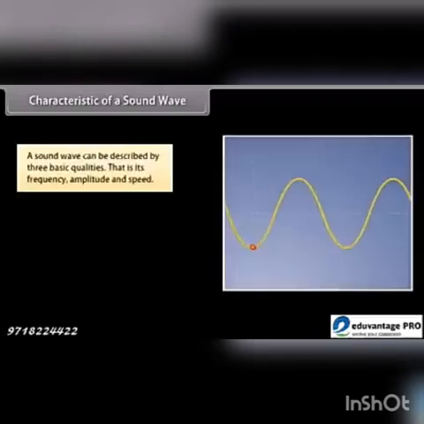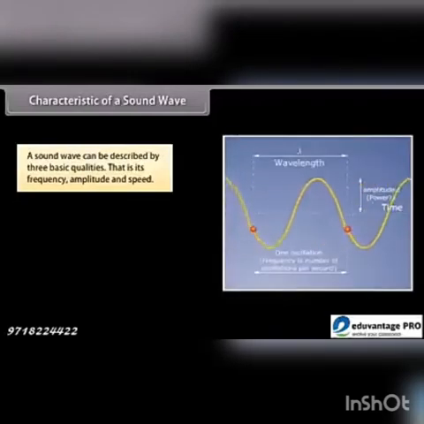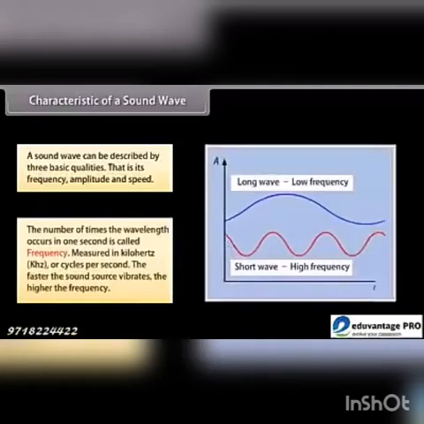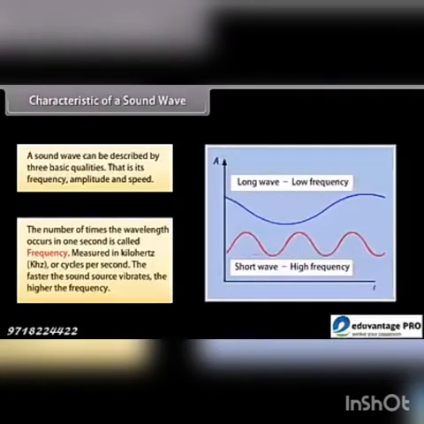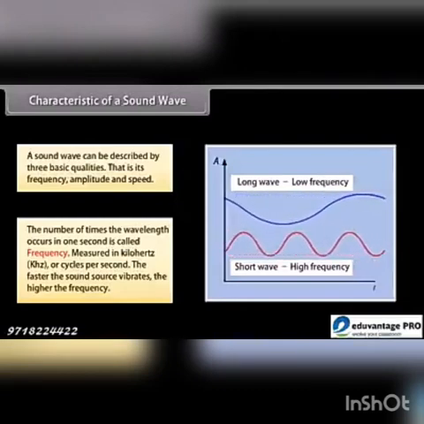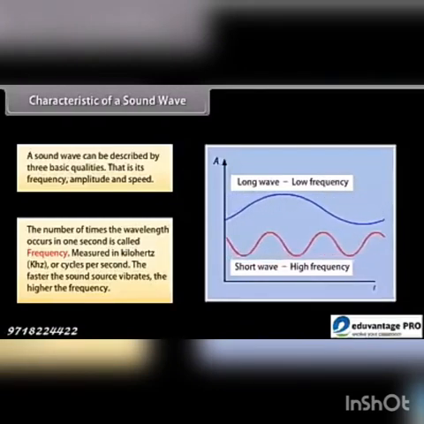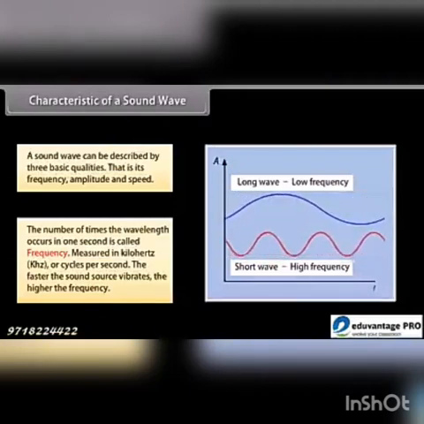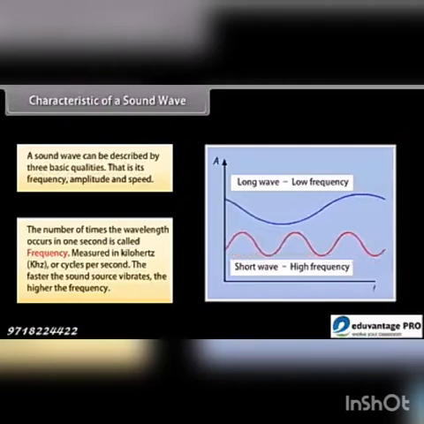Characteristics of a sound wave. A sound wave can be described by three basic qualities, that is, its frequency, amplitude, and speed. The number of times the wavelength occurs in 1 second is called frequency. It is measured in kilohertz or cycles per second. The faster the sound source vibrates, the higher the frequency.